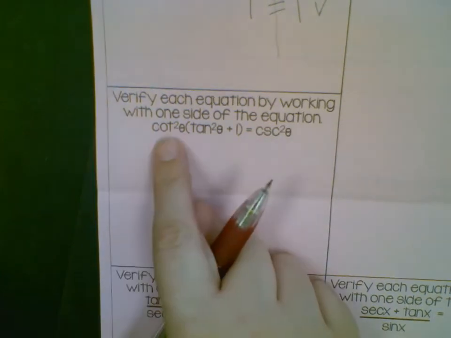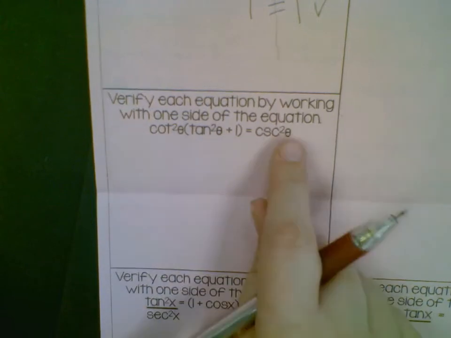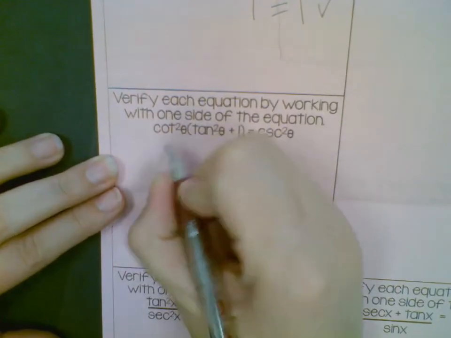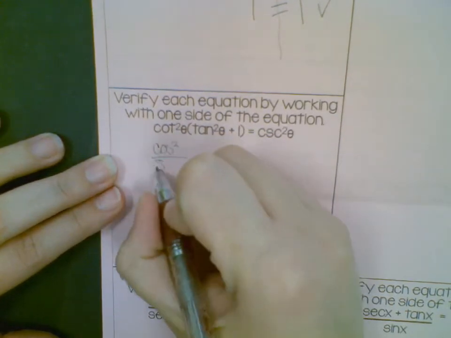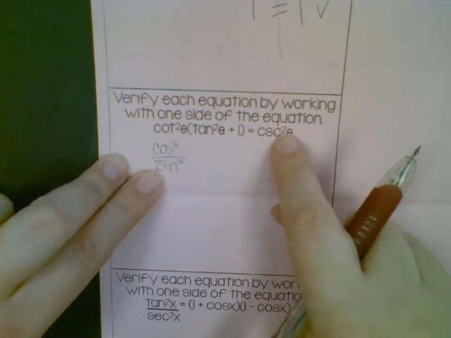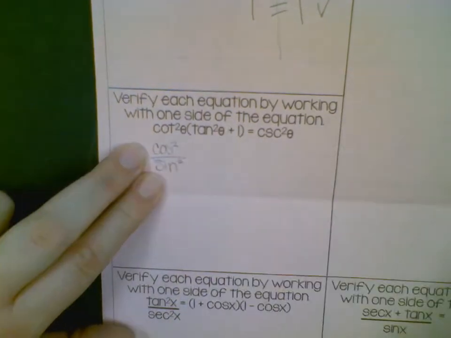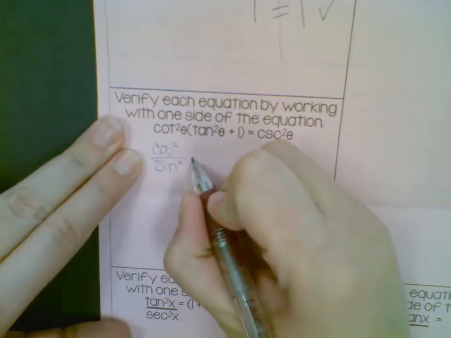Well, I know that cotangent is cosine over sine. So if I change this, then I kind of have my sine squared in the bottom. So that's what I'm going to do first. I'm going to change cotangent squared to cosine squared over sine squared. So we kind of have part of what we want. We want 1 over sine squared. But we need to get rid of that cosine and that part. So I changed the cotangent to what it's equivalent to.